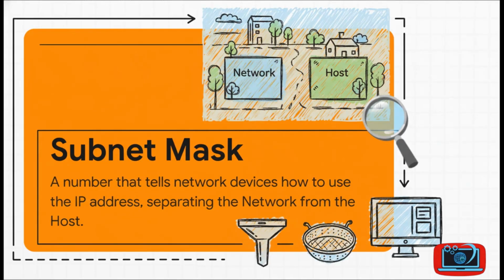So you might be asking, how does a computer know where the street name ends and the house number begins? Good question. It uses a second companion number called a subnet mask. You can think of it like a stencil or a filter that you lay right over the IP address. It tells the computer, okay, this part here is the network, and this part over here is the specific host.